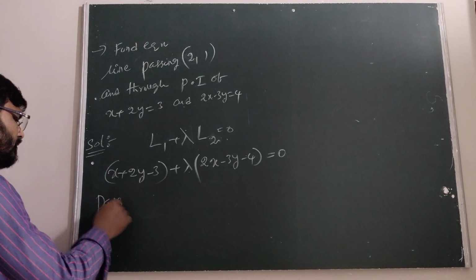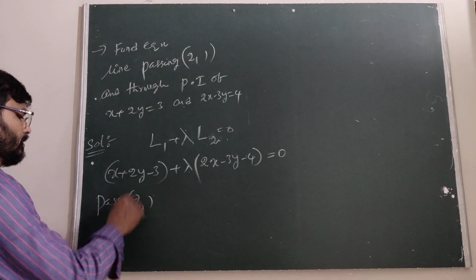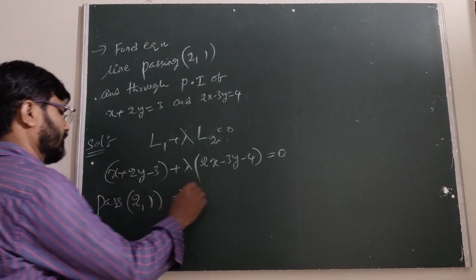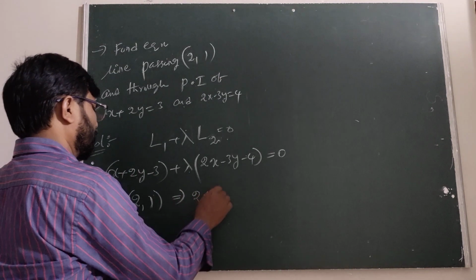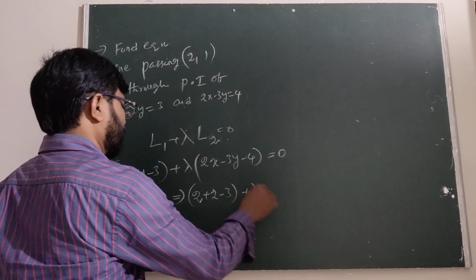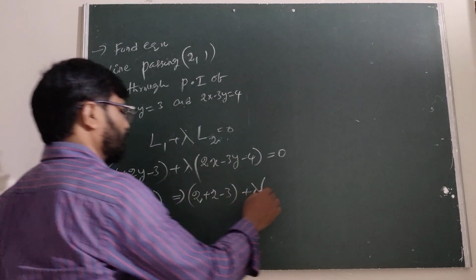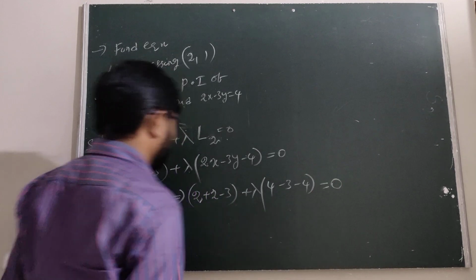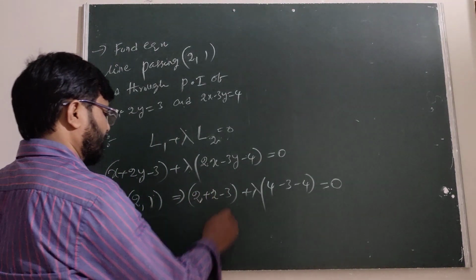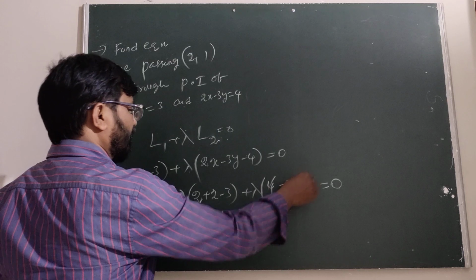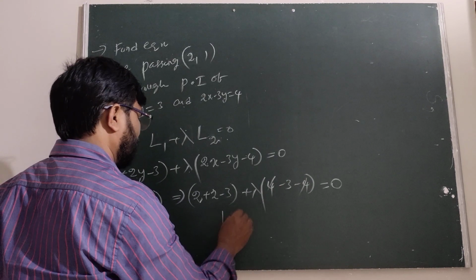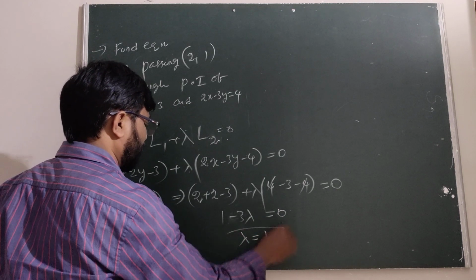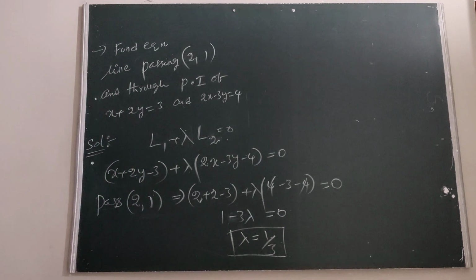Now this passes through the point (2, 1). Now this is 2 plus 2 minus 3 lambda into here 2 into 2 is 4 minus 3 minus 4 equal to 0. Now 2 plus 2 is 4, minus 3 is 1, plus lambda into minus 3, so 1 minus 3 lambda equal to 0. The lambda is 1 by 3.